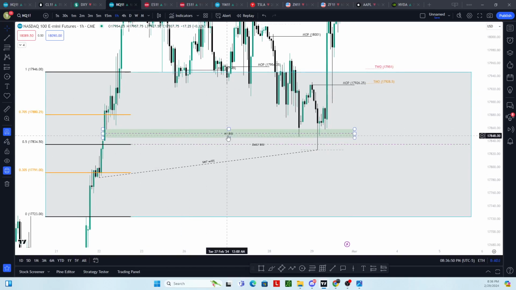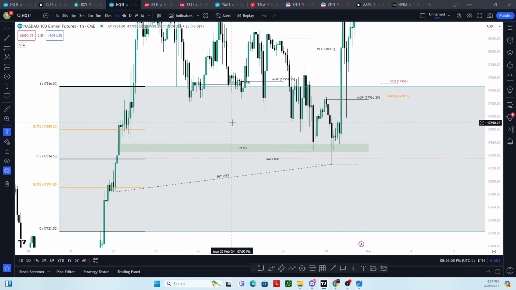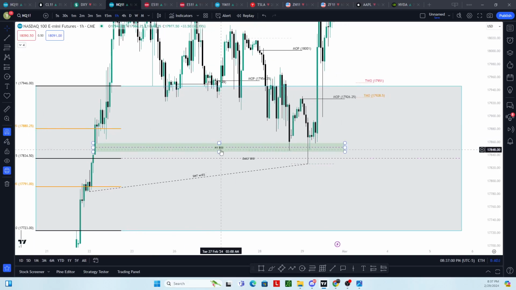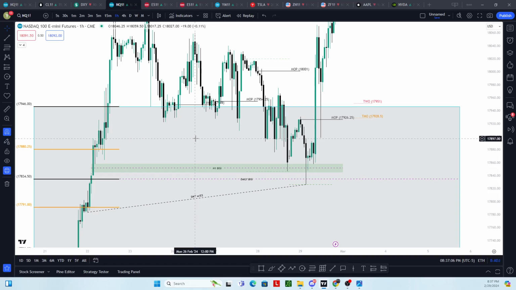And the reason why I drew this H1 BISI in particular is because it was very close to the 50% range of the daily fair value gap, which means it's highly likely that this is the PD array that we can look off of for a 5-minute entry. Ideally, if we are following all the market maker model rules, you would have to wait for our hourly market structure shift, which we get after, and then an hourly retrace, which you also get at 11 a.m.